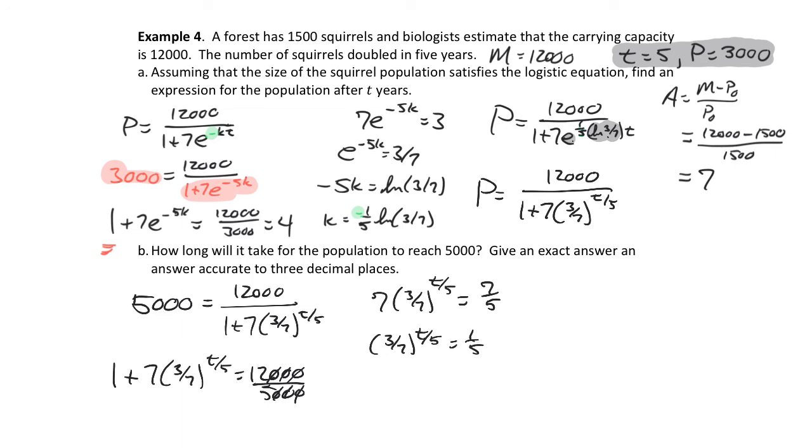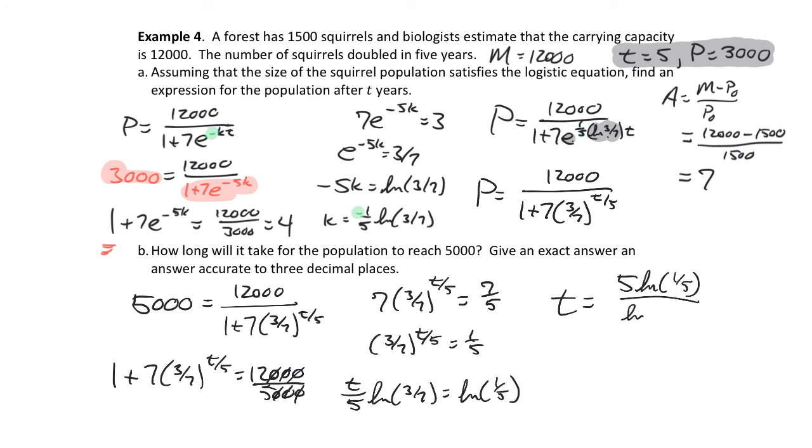We can take the natural log of both sides and bring down the t over 5. t over 5 times ln 3/7 equals natural log of 1/5. And when we multiply by 5 and divide by the natural log of 3/7, we'll have 5 natural log of 1/5 divided by the natural log of 3/7, which is approximately 9.497. So our exact answer is this one with the natural logs in it, and our answer accurate to 3 decimal places is this one.